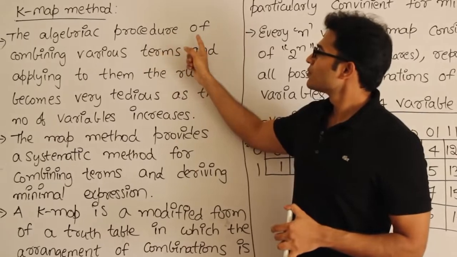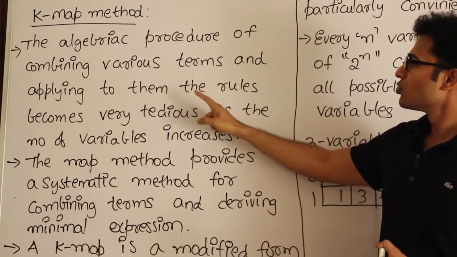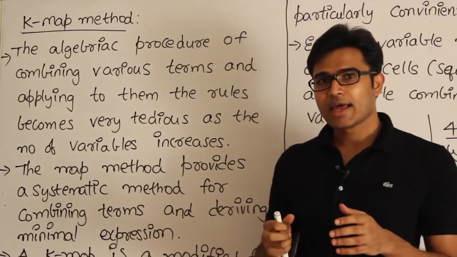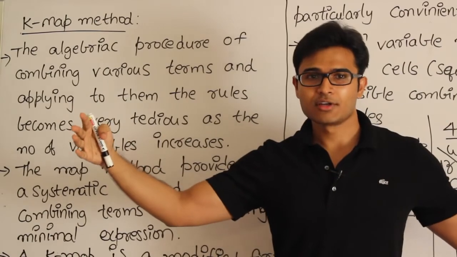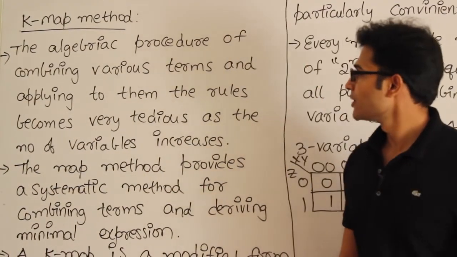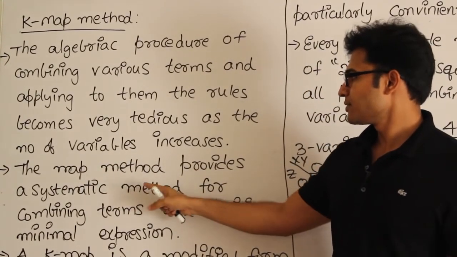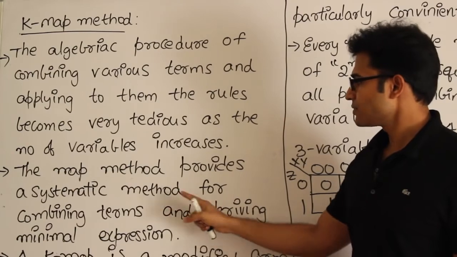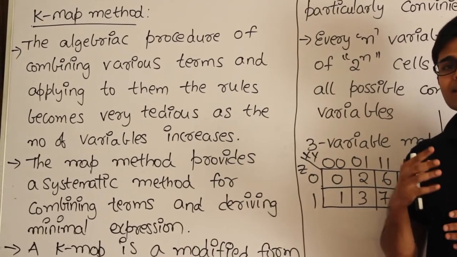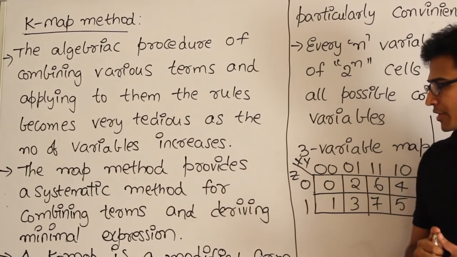K-map. The algebraic procedure of combining various terms and applying the rules becomes very tedious as the number of variables increases, which means as the size of the expression becomes very large, the algebraic method obviously becomes very tedious, right? The map method provides a systematic method for combining the terms and deriving the minimal expression. So the map is actually designed in such a way that it lends itself readily to simplification.